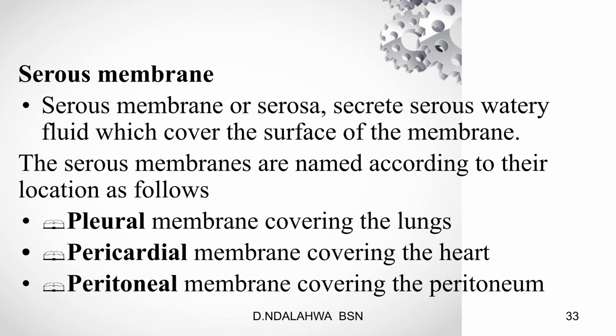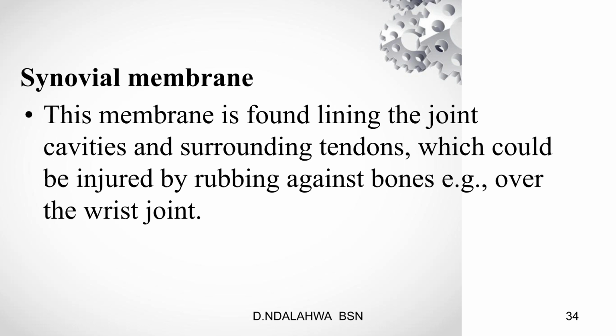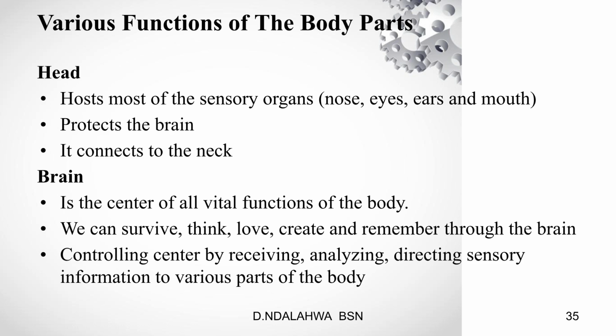Serous membranes, or serosa, secrete a watery fluid that covers the membrane surface. Examples include the pleural membrane covering the lungs, the pericardial membrane covering the heart, and the peritoneal membrane covering the peritoneum. The synovial membrane lines joint cavities and surrounds tendons that could be injured by rubbing against bones, such as over the wrist joint.